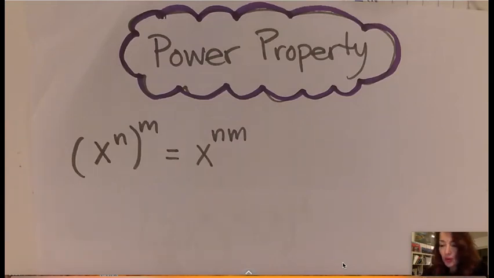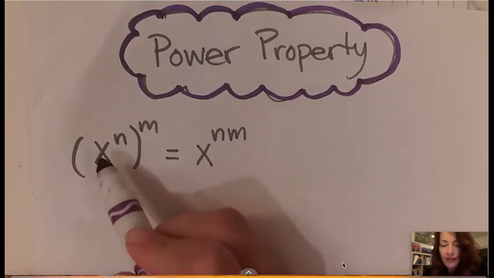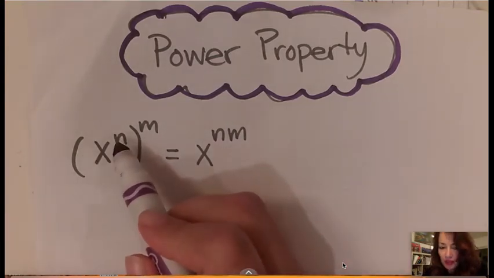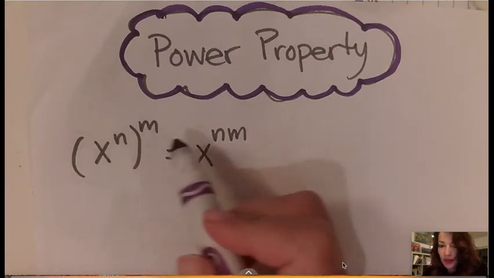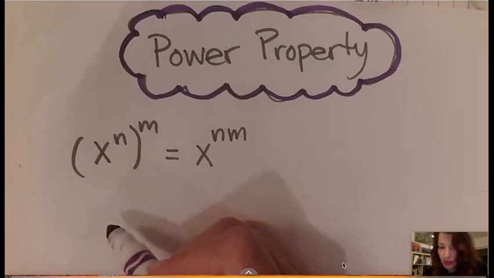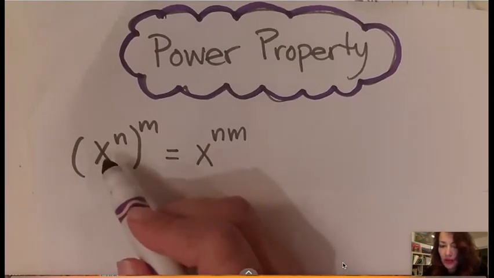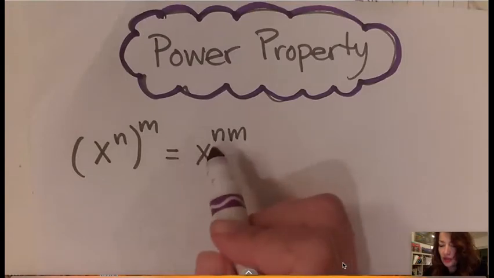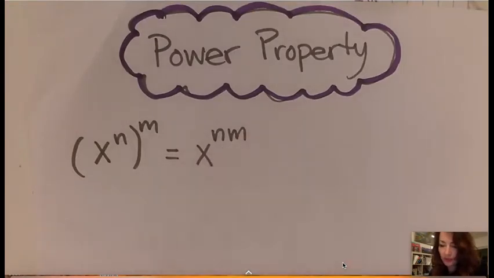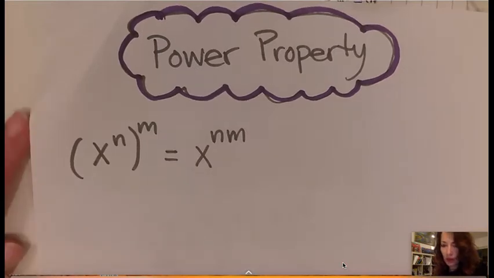The next property I want to talk about is the power property. The power property states that if you have a base raised to some exponent and that is raised to another exponent, you can basically multiply the exponents. So for example, x to the n raised to the m is the same as x to the n times m. So let's look at an example of how we can work with the power property.